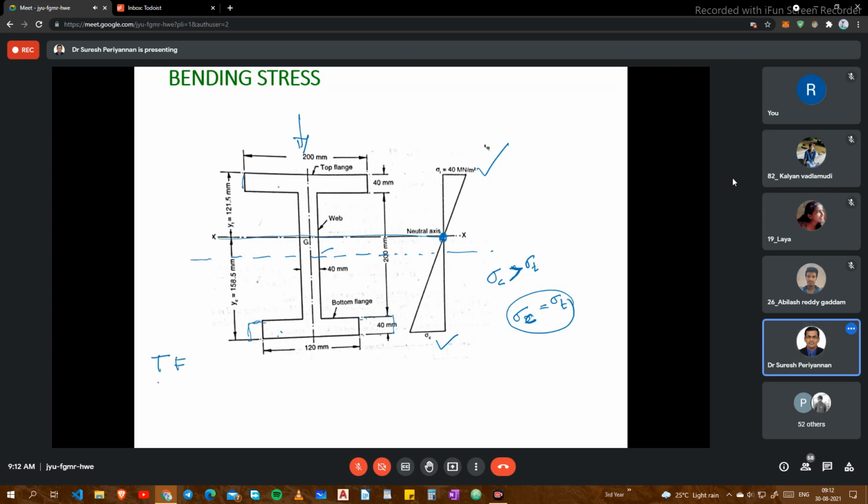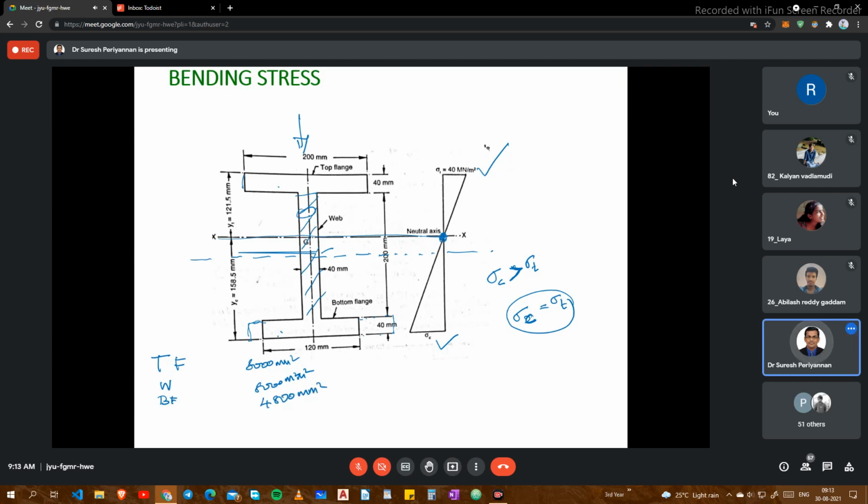Top flange. This is the web. Then the bottom flange, BF. Now, what is this area? 8,000 mm square. This is the web area that I am considering here. Okay. The bottom flange area is 4,000 mm square.